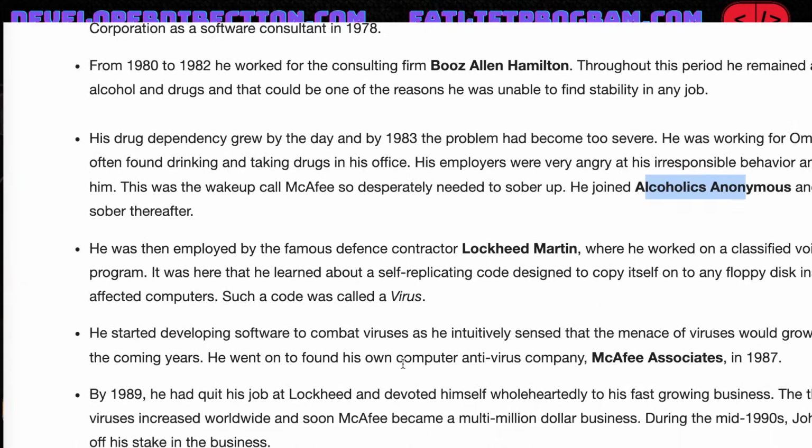He was then employed by the famous defense contractor Lockheed Martin. All right, so again, look at this dude's track record of these places that he's worked at. He's like a goddamn powerhouse, man. If this dude had my information, I would be terrified of this guy, to be honest.